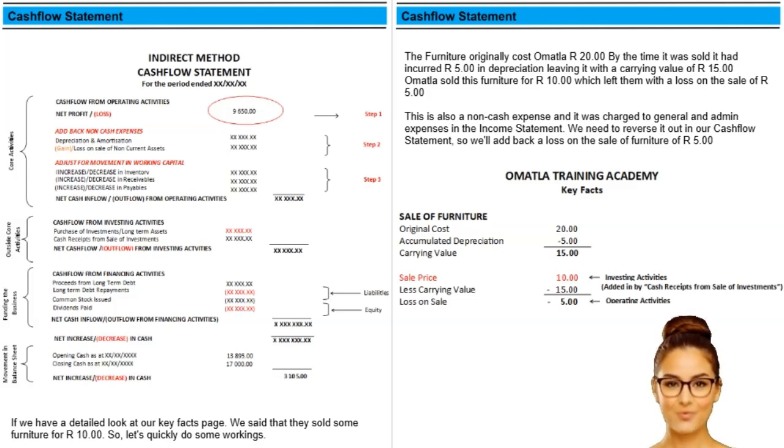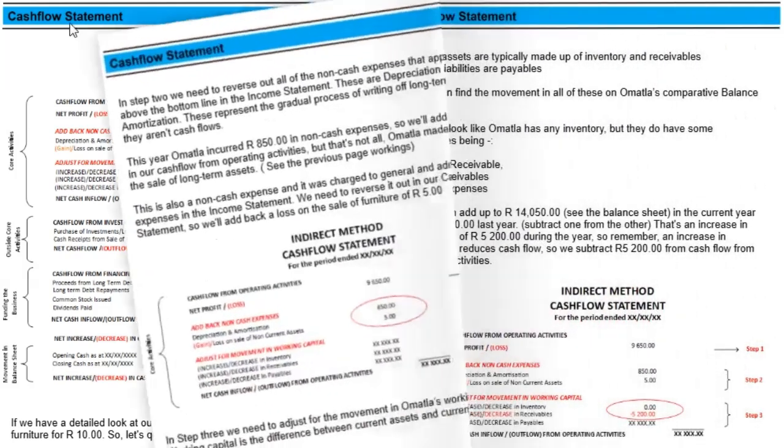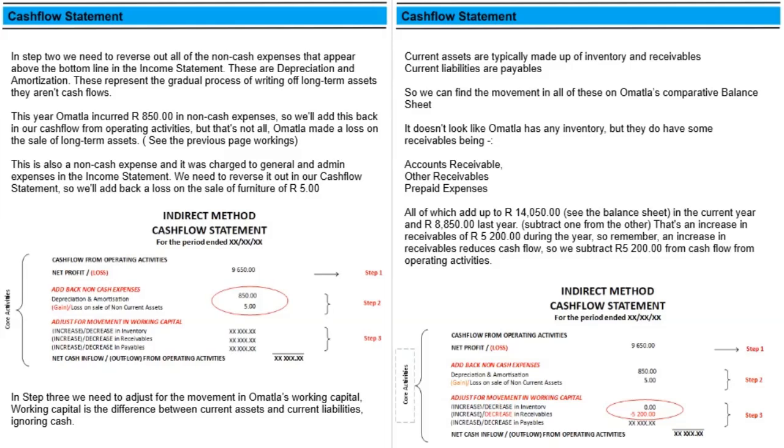Still on Step 2 we need to reverse out all of the non-cash expenses that appear above the bottom line in the income statement. These are depreciation and amortization. These represent the gradual process of writing off long-term assets. So, this year Omatla incurred 850 rands in depreciation and amortization, so we'll add this back in our cash flow from operating activities. But that's not all.